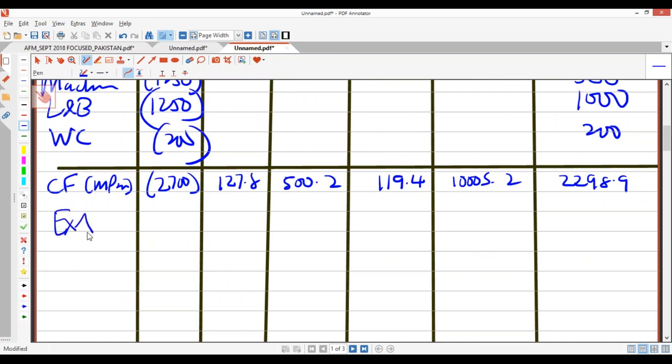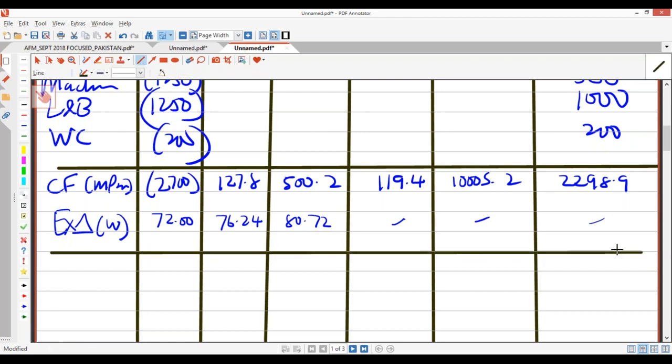Then you got the exchange rates. Exchange rates, this is going to be in working number 1. It was given at 72, 76.24, 80.72, and you can go on like that. What we do here is the end of the first phase, where all your cash flows have been translated back to the home currency from the foreign project.